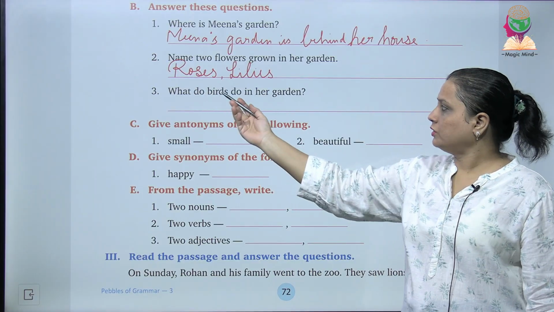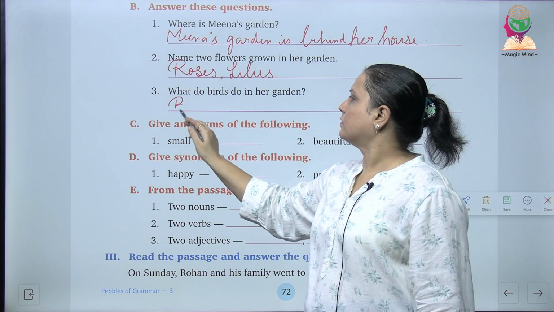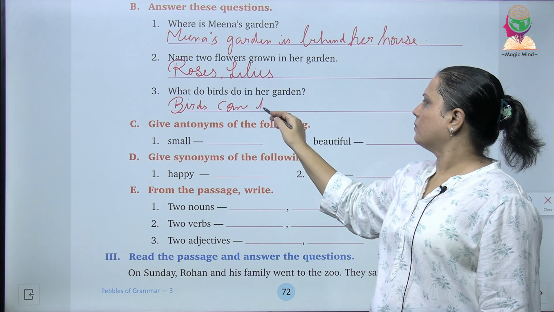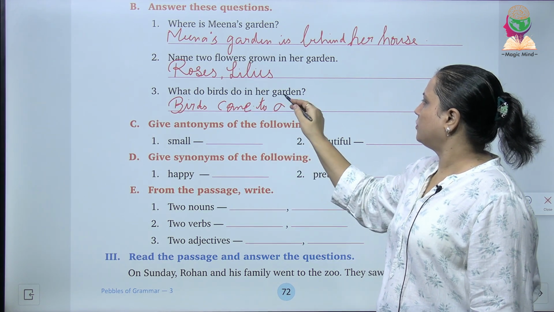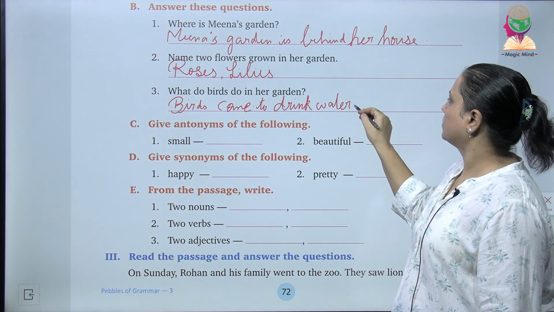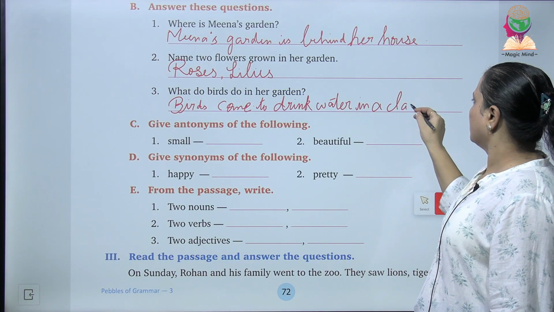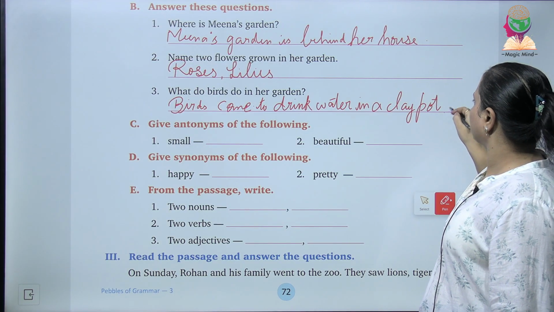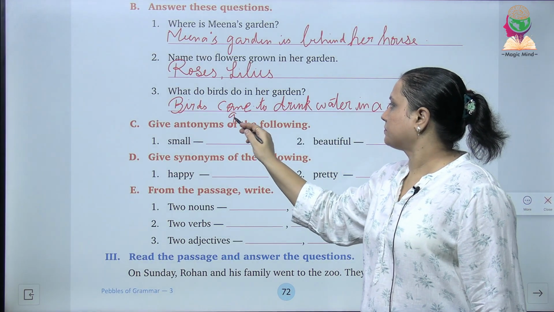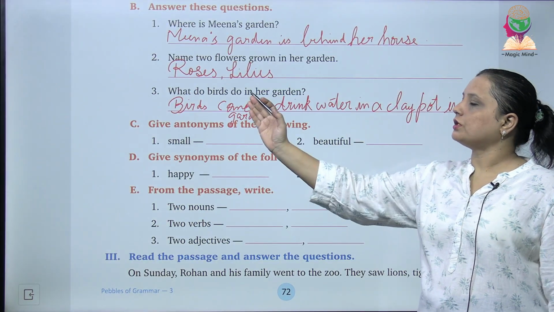Third question, what do birds do in her garden? What do birds do? Birds come to drink water in a clay pot in her garden. So this is it with question number B.